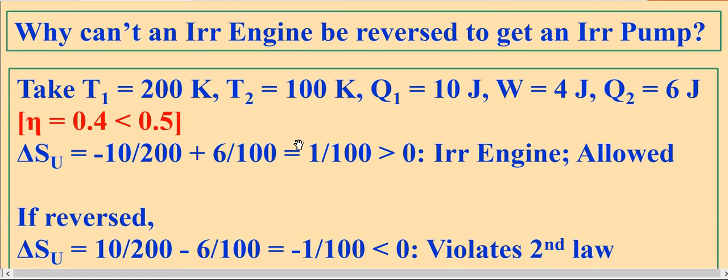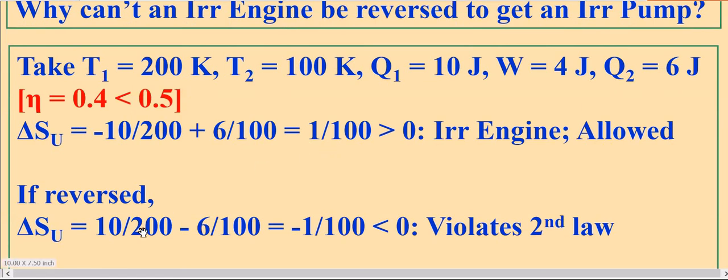If you just reverse it, that means you take up 6 joules from the 100 Kelvin sink, and you give 10 joules to the 200 Kelvin source. So delta S universe will be 10 by 200 minus 6 by 100. So it is minus 1 by 100. It is less than 0. So in this way, it violates the second law. So that's how an irreversible engine cannot be reversed.